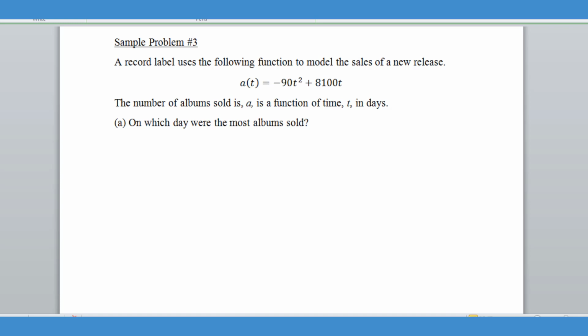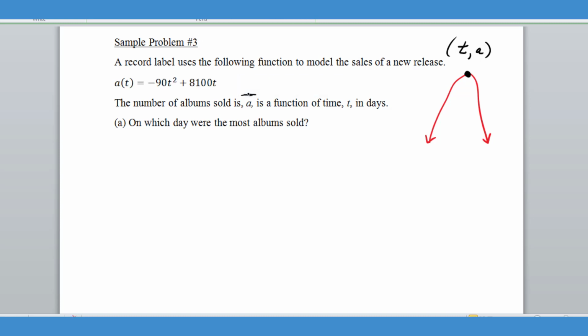Now, if you just drew a generic version of this quadratic, you can see that it says -90, so you know that it's going to more or less look something like this. And it's going to have a point up here at the top, and that point is going to be an input of T with an output of A. And of course, you can see that right there, in the given function.